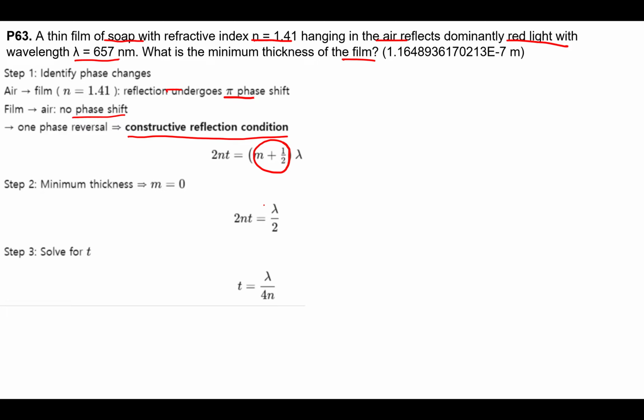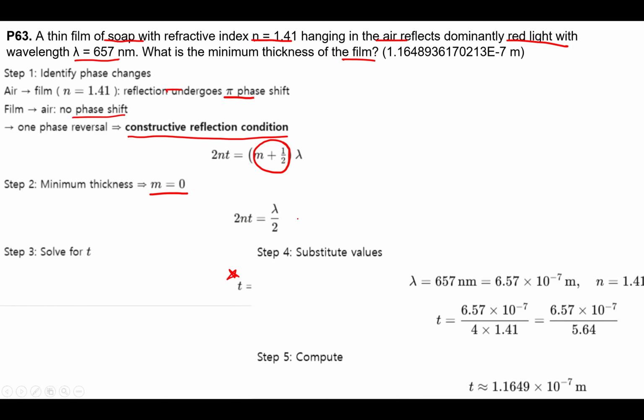Okay. So the minimum thickness is happening when m is going to be 0. So note that m goes to 0. And then 2nt is given by half lambda, such that t is this one. And then if you just plug in the numbers, you can get t.